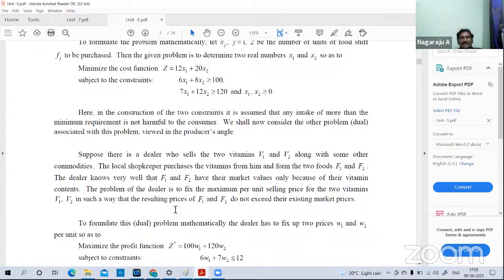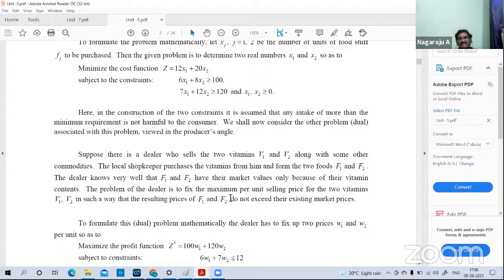So here I am taking the given problem: minimization z, and the constraints are 6x1 plus 8x2 greater than or equal to 100, and 7x1 plus 12x2 greater than or equal to 120, and x1 comma x2 greater than or equal to 0. Next, the minimization z I will convert to maximization. It means the primal problem is a minimization z, and in the dual problem it will automatically be converted into maximization z.